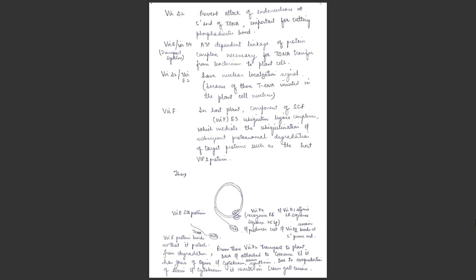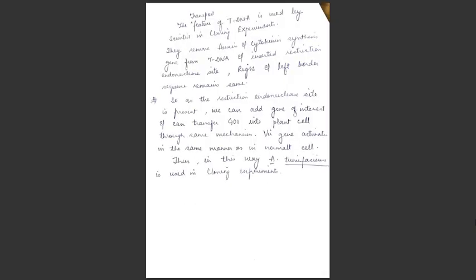and from there the Vir-D2 complex is transported to the plant and the tDNA attaches to the genome, and it has genes for opine, cytokinin and auxin synthesis. Due to overproduction of auxin and cytokinin, it results in crown gall disease. So, this transport feature of the tDNA is used by scientists in cloning experiments.